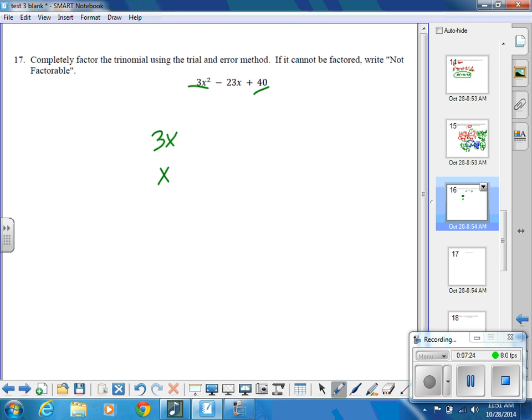Now I've got to start thinking about some factors of 40. So what are some factors of 40? Well, I have 2 and 20, and I have 4 and 10. I also have 1 and 40, but I'm going to talk to you about the possibilities. And I also have 8 and 5. I think that's pretty much all the exhaustive possibilities there.